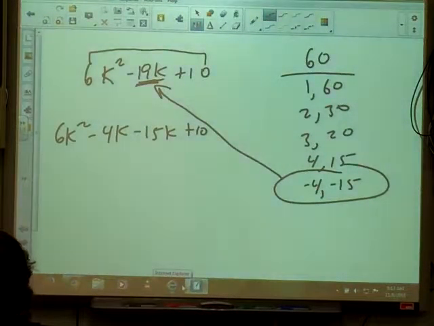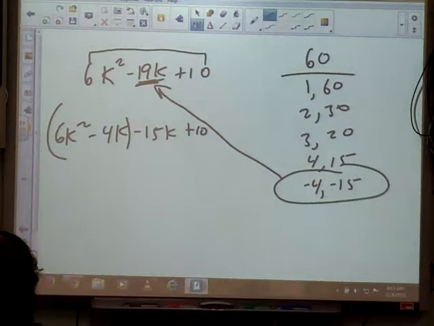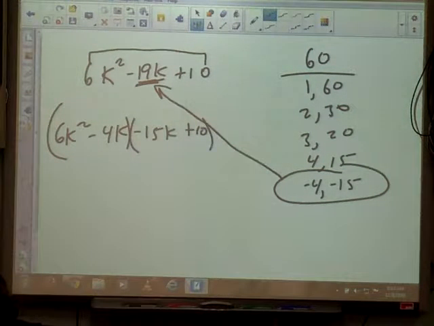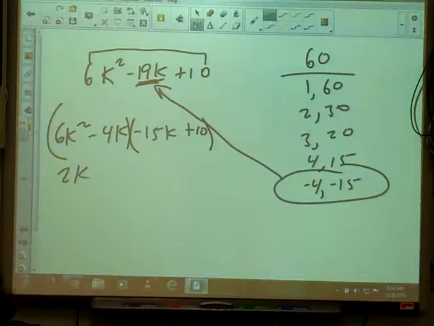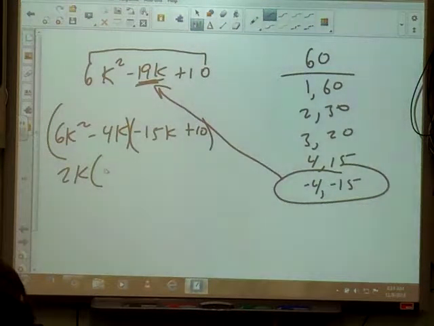Now, we did this last week. We've got four terms now. You can group. So we're going to group. Okay, what's the GCF of that first group? 2k. Divide everything by 2k. 6 divided by 2 is 3. K squared divided by k is k. Minus 4 divided by 2 is 2.